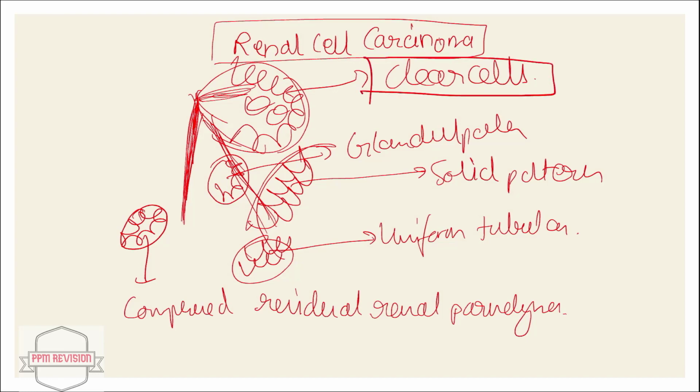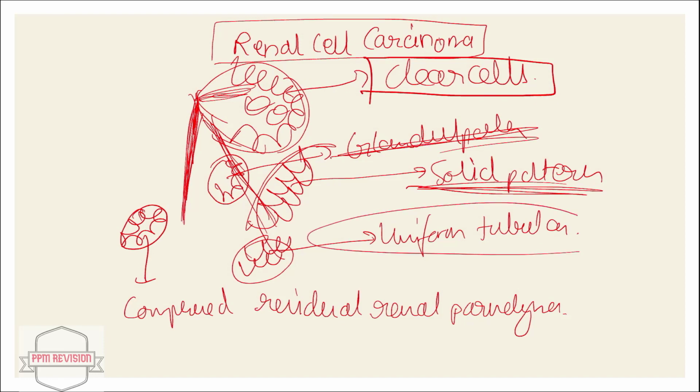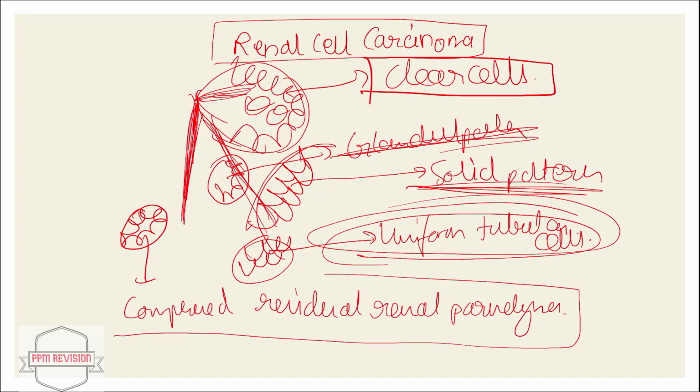Now just repeating what I have just spoken. There is presence of clear cells. And the patterns, you can see solid pattern, you can see glandular pattern, and there are uniform tubular cells, and there's also presence of compressed residual renal parenchyma. Now just looking at the renal cell carcinoma, RCC, a few points. Note the renal architecture at one end. Yes, there is the compressed residual renal parenchyma that is seen.